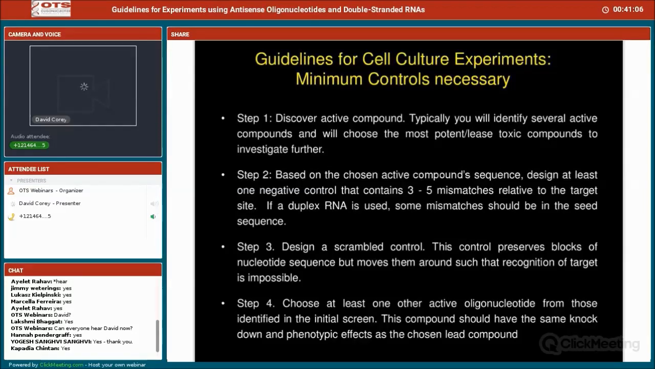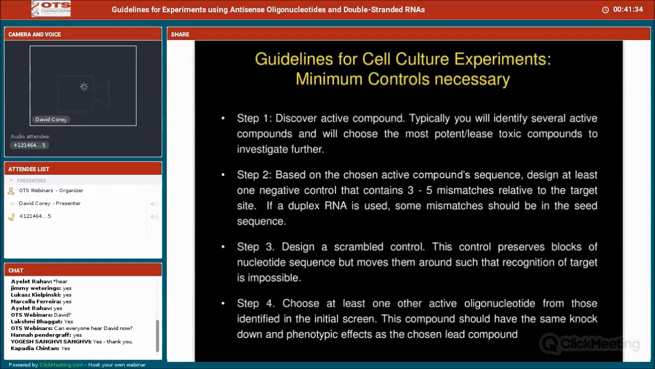You can then design controls based on that sequence. Now, typically, one type of negative control that's useful is to design 3 to 5 mismatches into the sequence of the active oligo. That should abolish binding, but it keeps most of the molecule intact. If a double-stranded RNA is used, some of those sequence mismatches should be within the seed sequence.